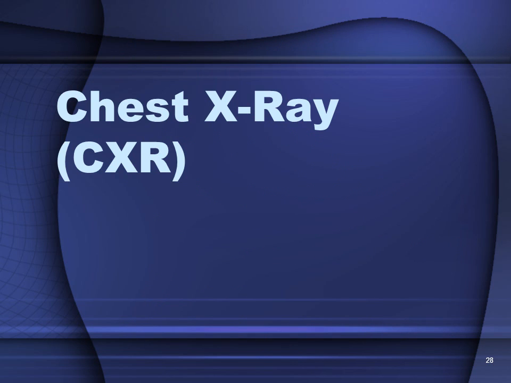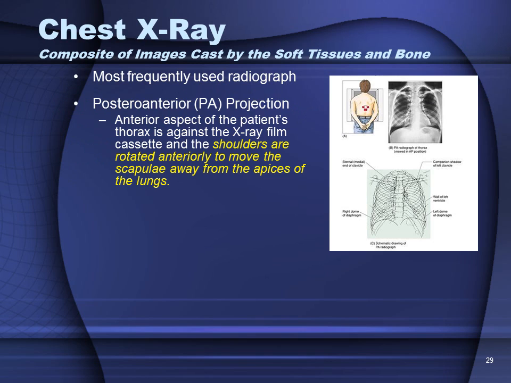Now that we have the basic building blocks for our understanding of medical imaging, let's build a foundation of knowledge by looking at various radiographic modalities. And the first radiographic modality that we are going to discuss is the chest X-ray, or CXR. The chest X-ray is really a composite of images cast by the soft tissues and bone of the thorax.